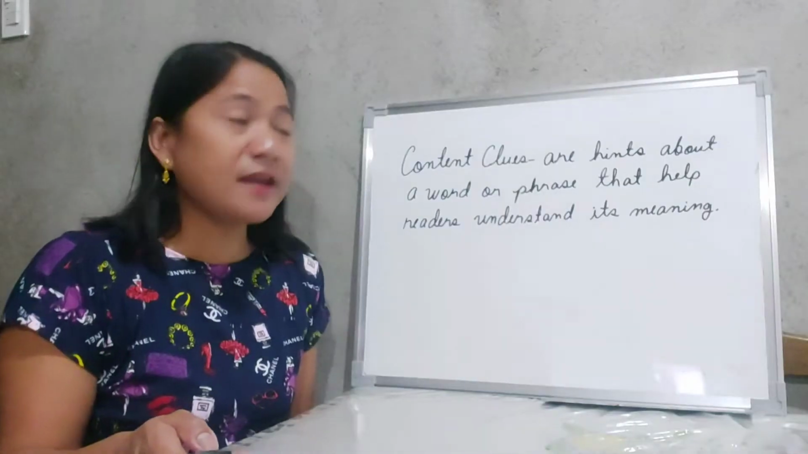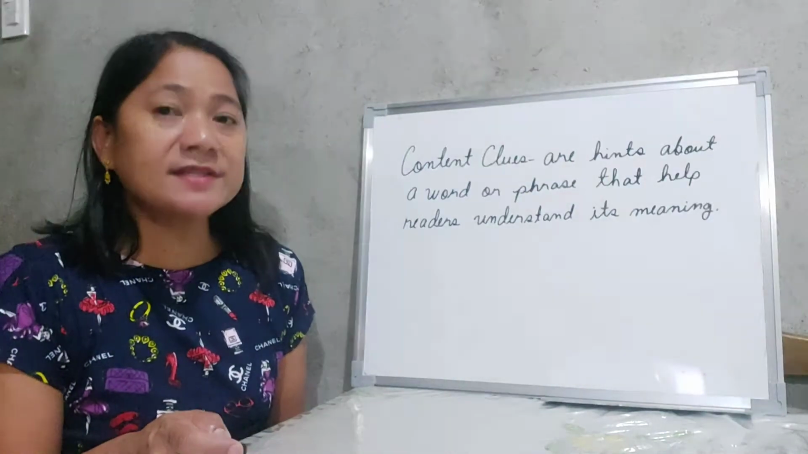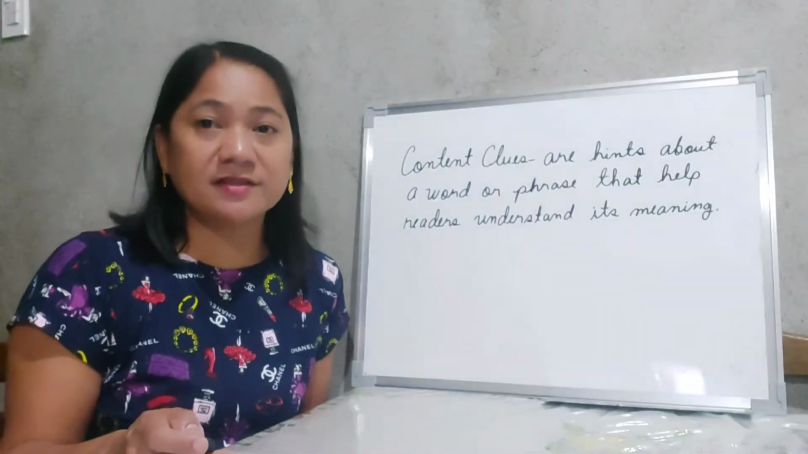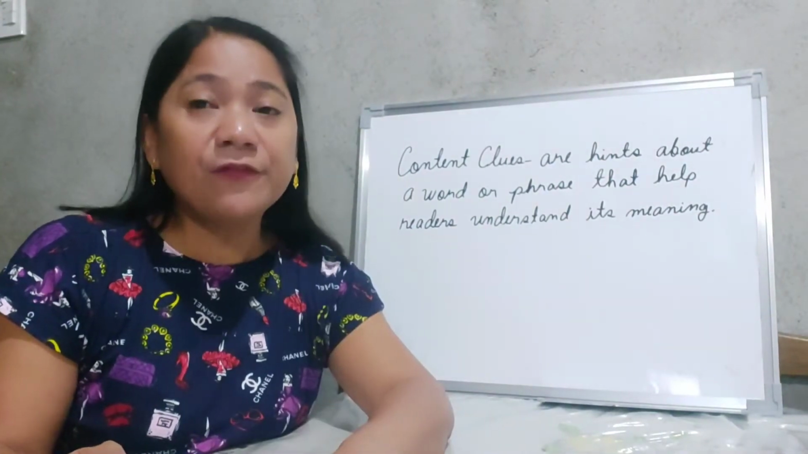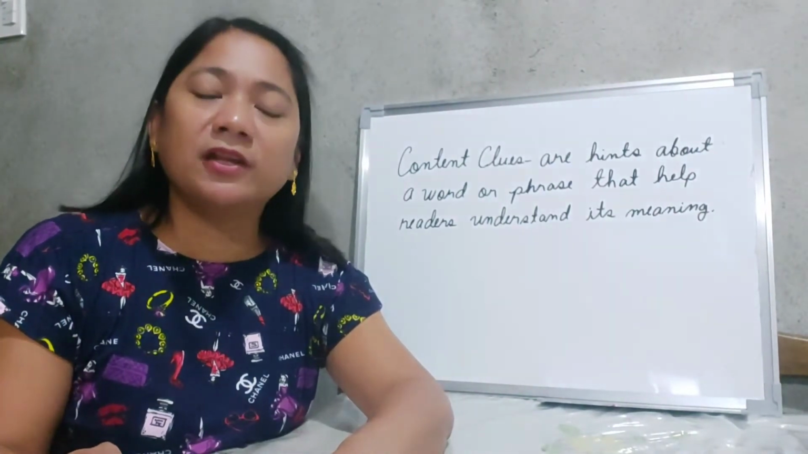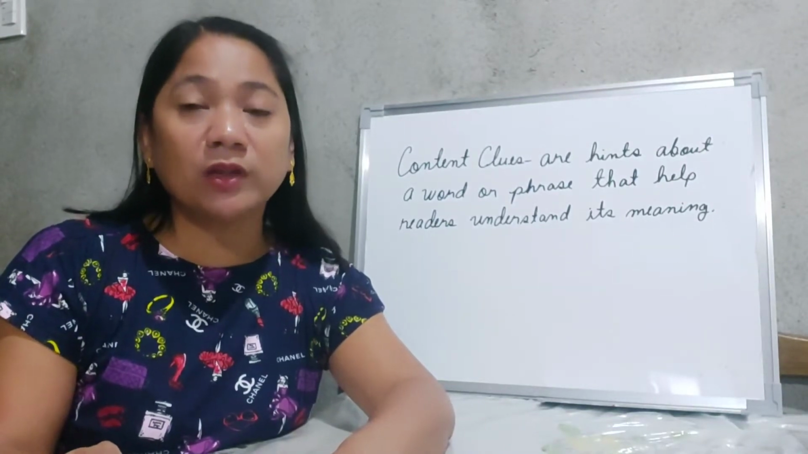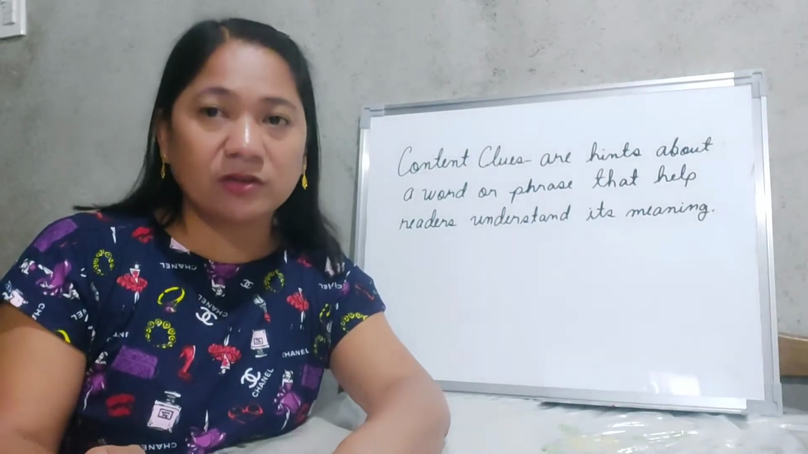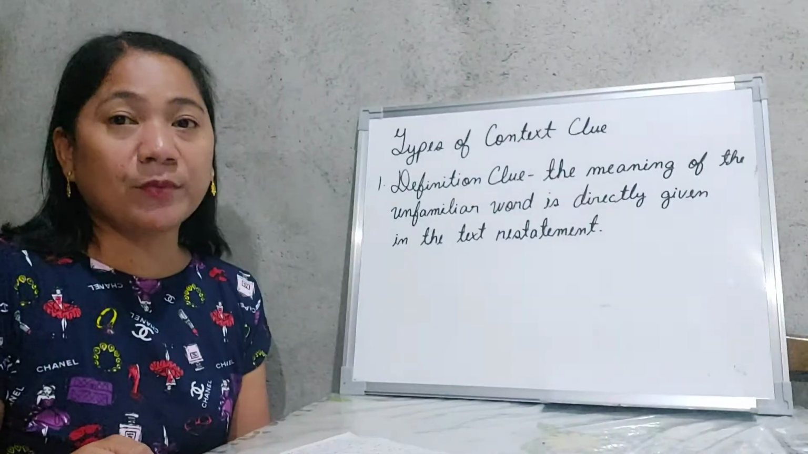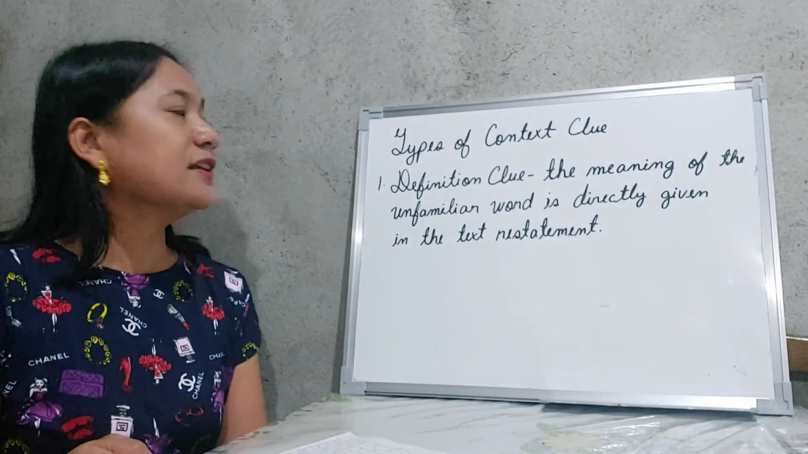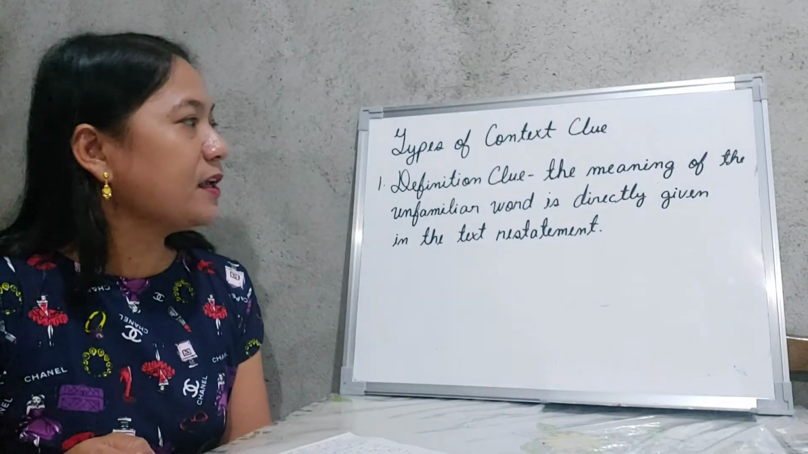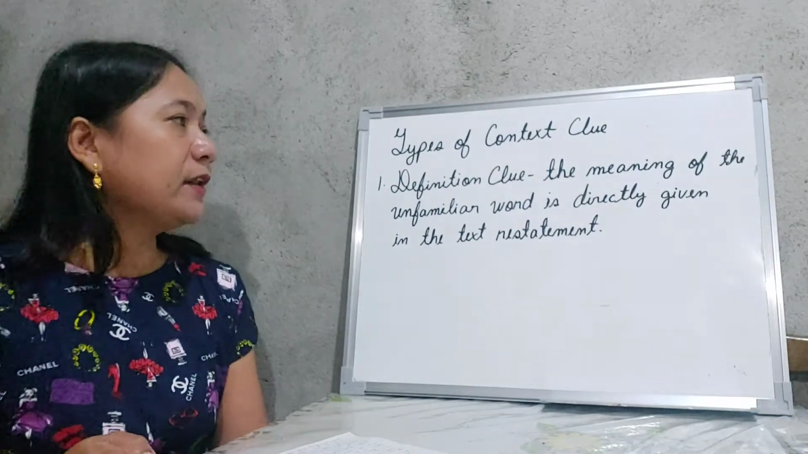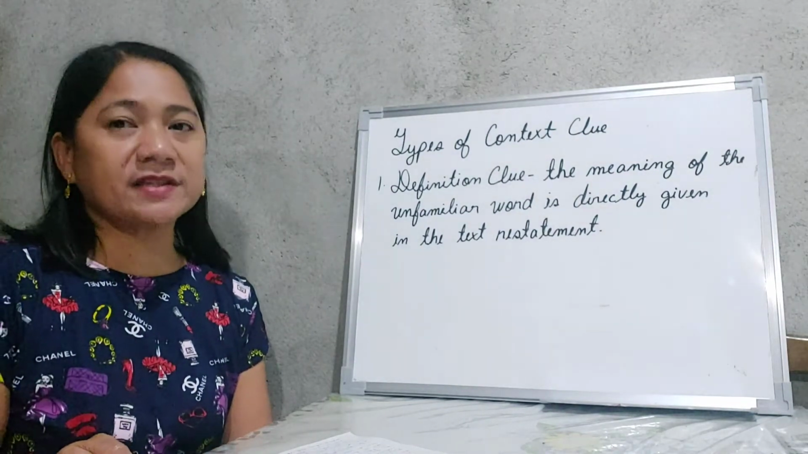Maybe some are familiar and some are not. What are context clues? Context clues are hints about a word or phrase that help readers understand its meaning. There are different types of context clues, but in this lesson, we are going to focus on two types, which are the definition and the exemplification, or the example. The number one type of context clue is the definition clue, where the meaning of the unfamiliar word is directly given in the text statement.